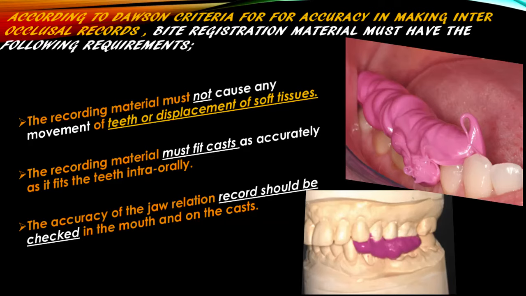According to Dawson criteria for accuracy in making interocclusal record, material that is used to record the bite must have the following requirements. The material should not cause any movement of the teeth or displacement of the soft tissue. The recording material should fit the cast as accurately as it fits intraorally on the teeth. The accuracy of the orientation record should be checked in the mouth and on the cast.